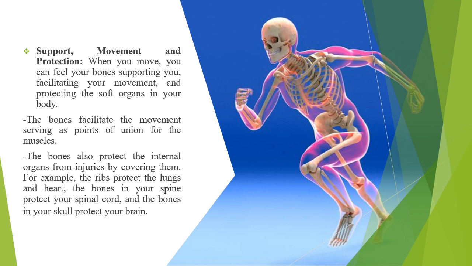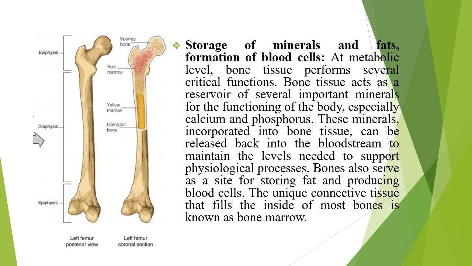The bones facilitate the movement, serving as points of union for the muscles. The bones also protect the internal organs from injuries by covering them. For example, the ribs protect the lungs and heart. The bones in your spine protect your spinal cord, and the bones in your skull protect your brain.